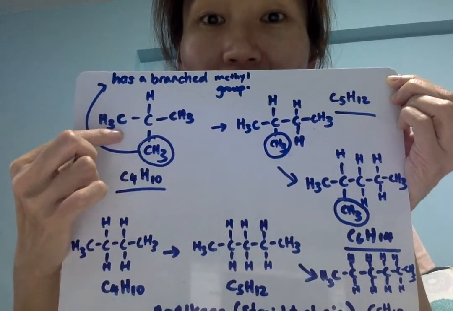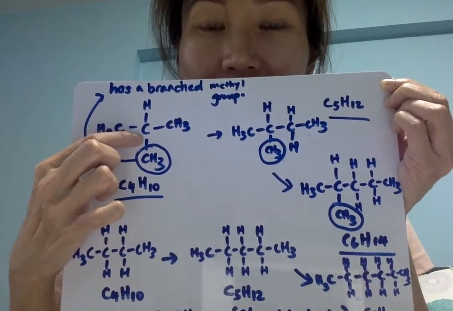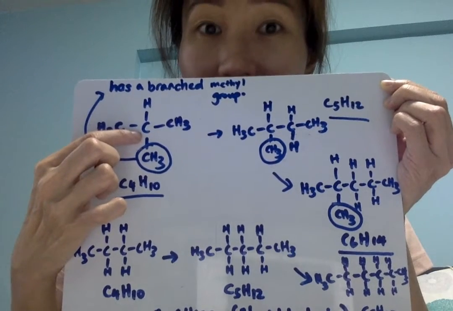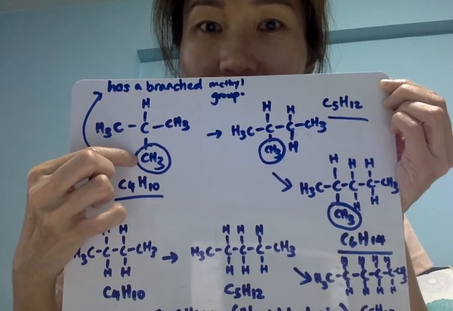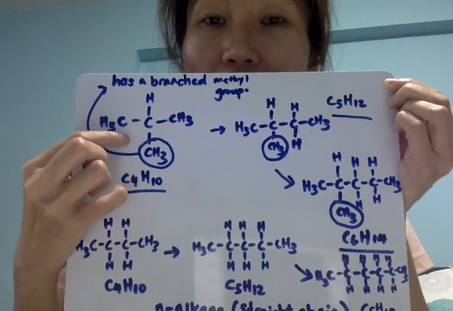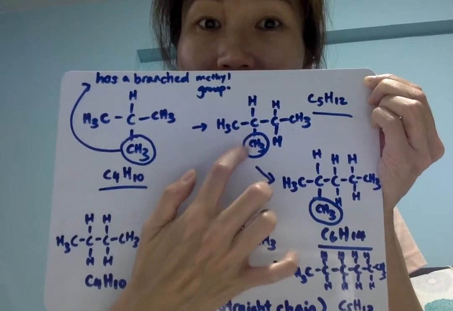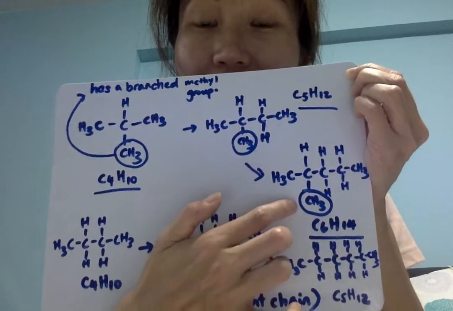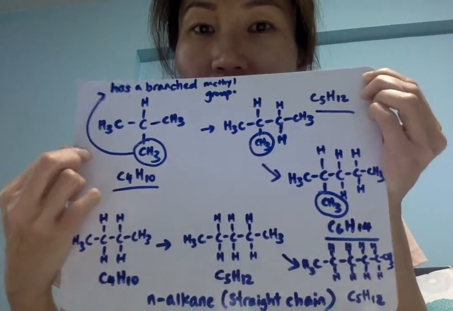Let's look at this first homologous series of alkanes. 1, 2, 3. So the second carbon of the parent chain, you see there is a methyl group sticking out. On every second carbon atom, there's this methyl group sticking out. So it is an alkane. Definitely, this is an alkane homologous series.